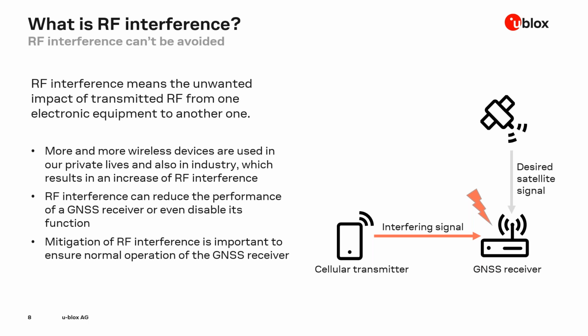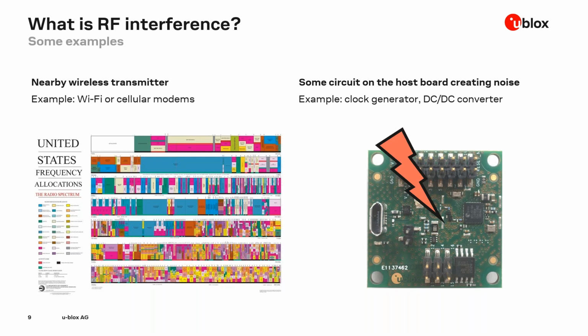It could mean degraded performance, or it could also mean that it will completely disable its function. So it's quite important to understand RF interference impact on the GNSS receiver and also try to mitigate it. So on the next slide, we see just examples. What could RF interference be?